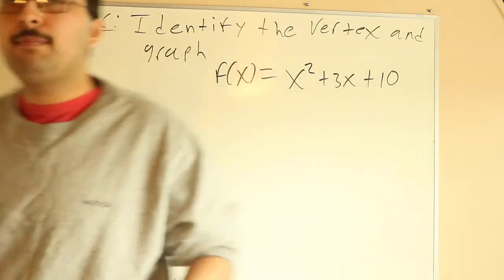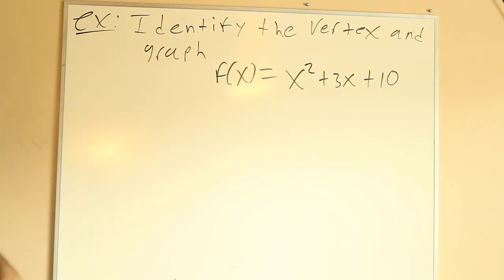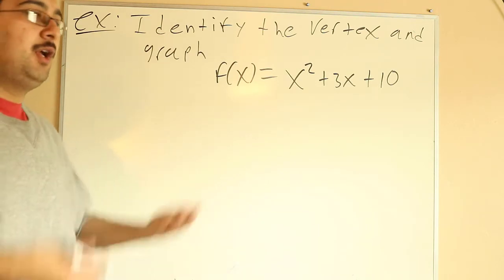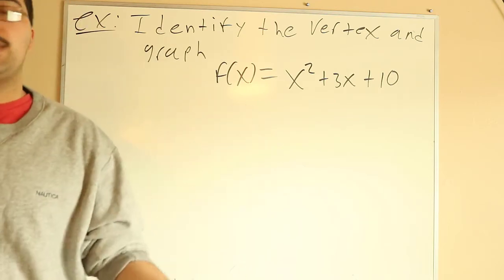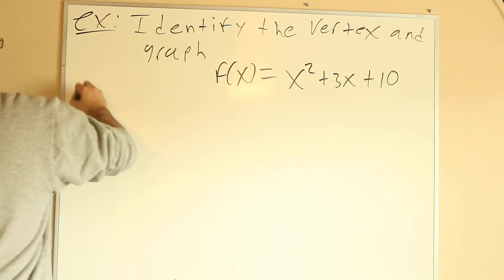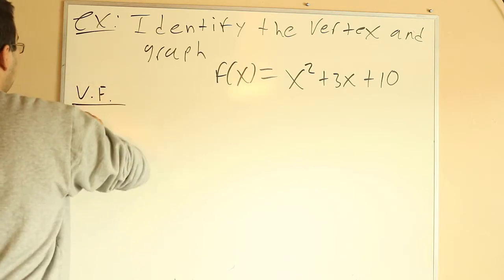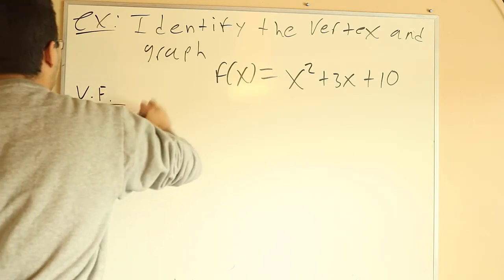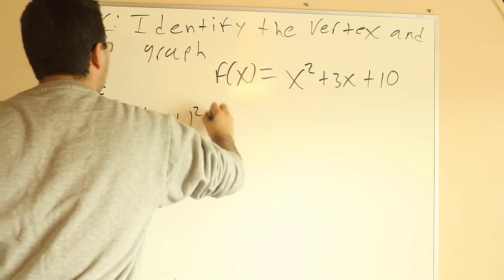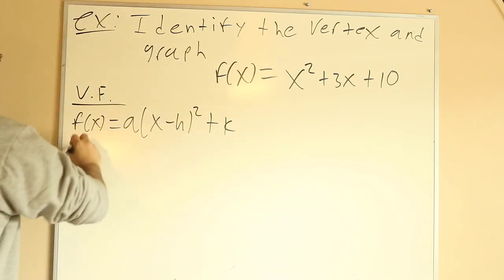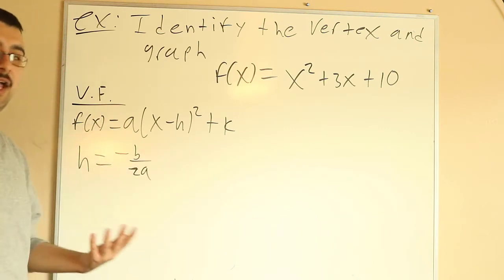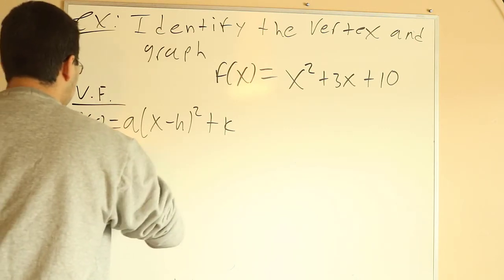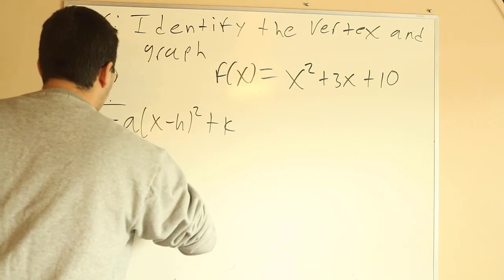So, right? We want to identify the vertex, but we are given a quadratic function in general form. So in other words, if we're in general form, I want to know what my vertex is. Let's go ahead and transition into vertex form. And for us, vertex form is a times x minus h squared plus k. And we now understand that h is found through the formula minus b over 2a, and k is found through the formula c minus b squared over 4a.